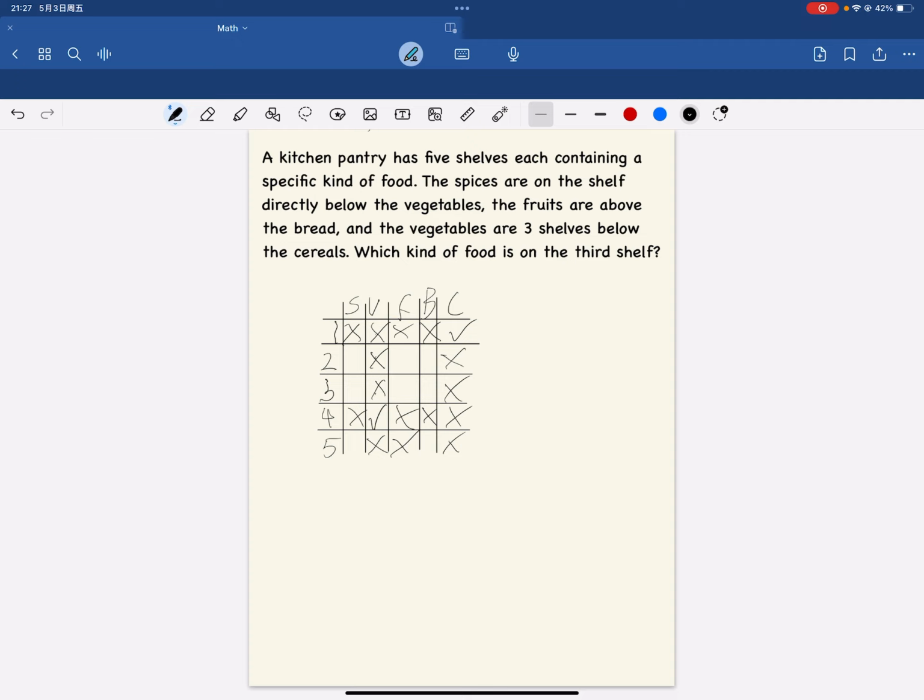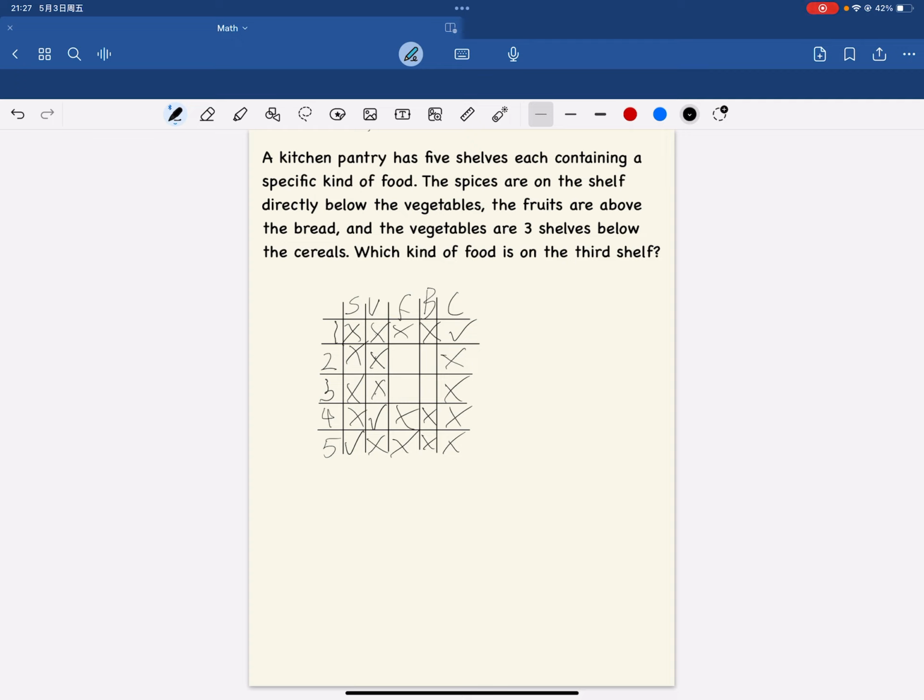Now going back to the first statement. Spices are on the shelf directly below the vegetables. We already know that the vegetables are on the 4th layer. So that means the spices have to be on the 5th layer. You check that and cross out the rest of the spices and cross out the whole row.